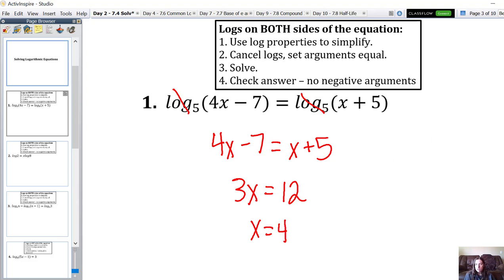Now I'm just going to check my work. On the left, we have log base 5. 4 times 4 is 16. 16 minus 7 is 9. We don't want to have any negatives inside of that log. On the right, we have log base 5 of 4 plus 5, which is also 9. That's not negative, so we are good.